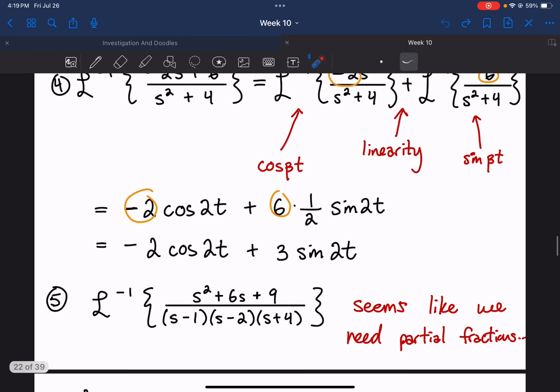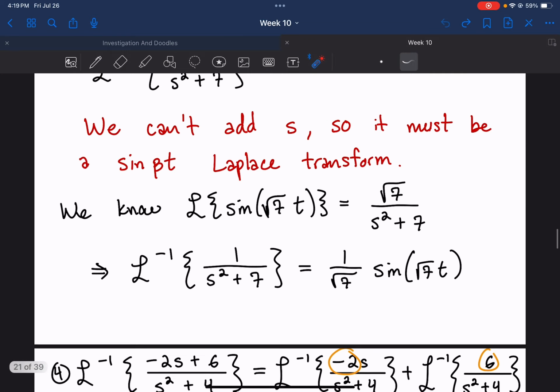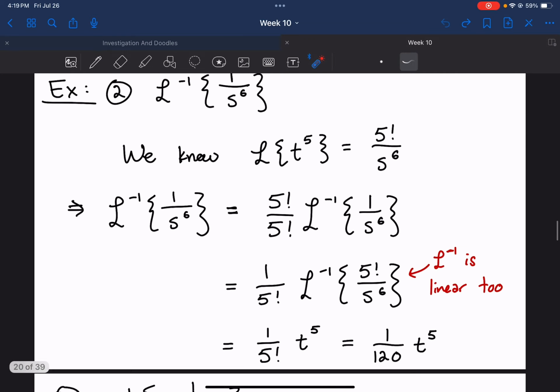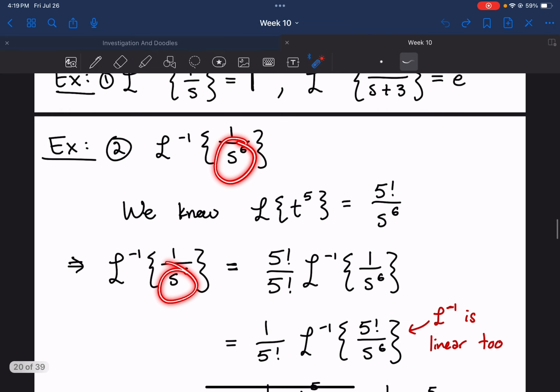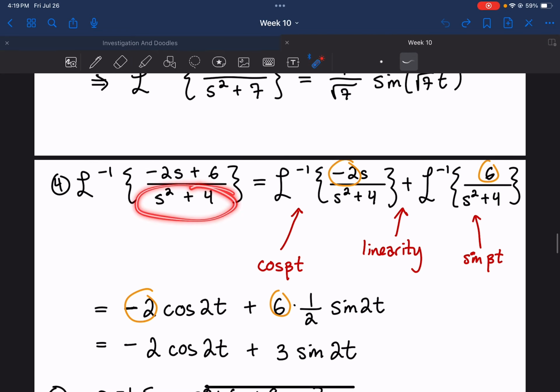Unfortunately, this only works, this is only nice if you have single terms in the denominator. This is like a single indecomposable term. You can't really factor this.